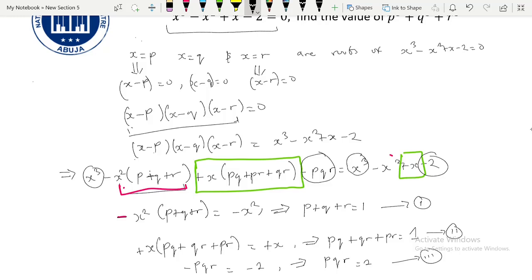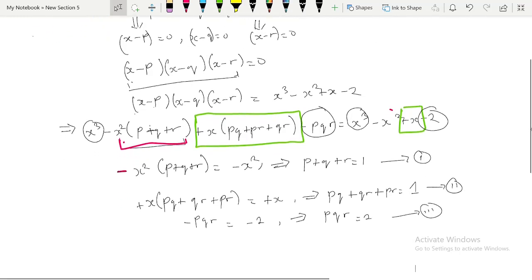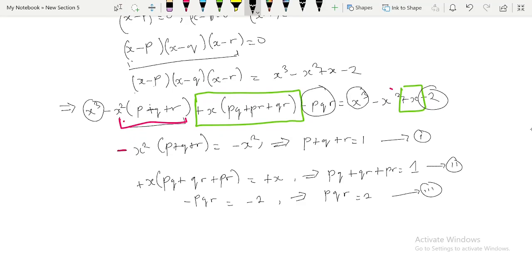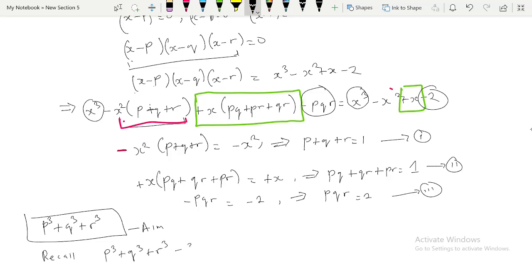Okay, so we know what p plus q plus r and pq plus qr plus pr are, and what pqr equals. But we want to find this. This is our aim. This is what the problem wants us to find. So you can use this factorization. You now recall there's a common factorization that p cubed plus q cubed plus r cubed minus 3pqr is equal to this.